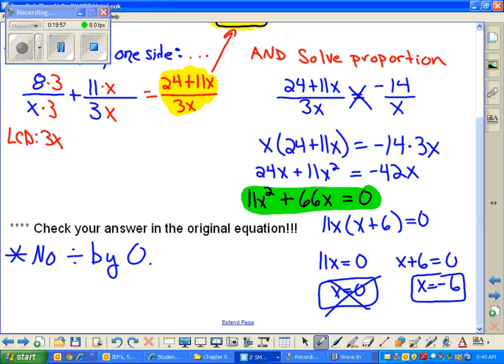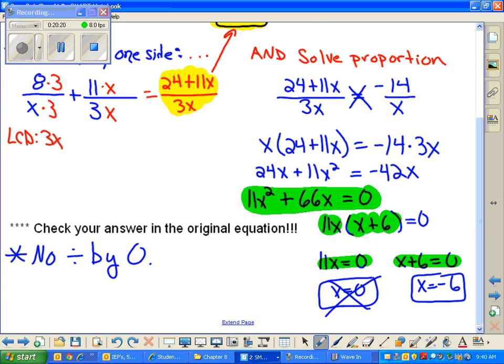You get one side equal to 0, you factored, and now when you solve, you use the zero product property. So you'll see I had to set 11x equal to 0, and then I had to take x plus 6 and set it equal to 0. Notice in the left side there, 11x equals 0 made x equal 0. 11 times what number gives you 0? That number has to be 0.